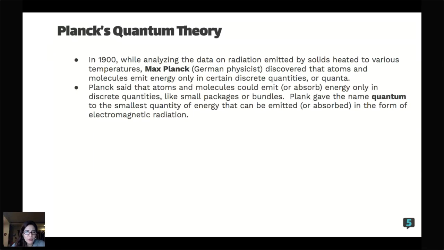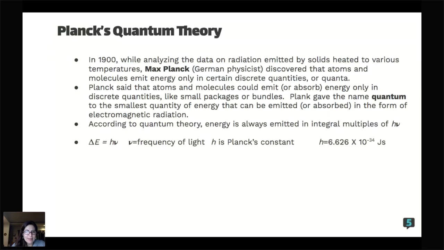According to this theory, Planck said that energy is always emitted in multiples of hν, where h is Planck's constant, 6.626 times 10 to the negative 34 joule-seconds, and ν is the frequency of light.